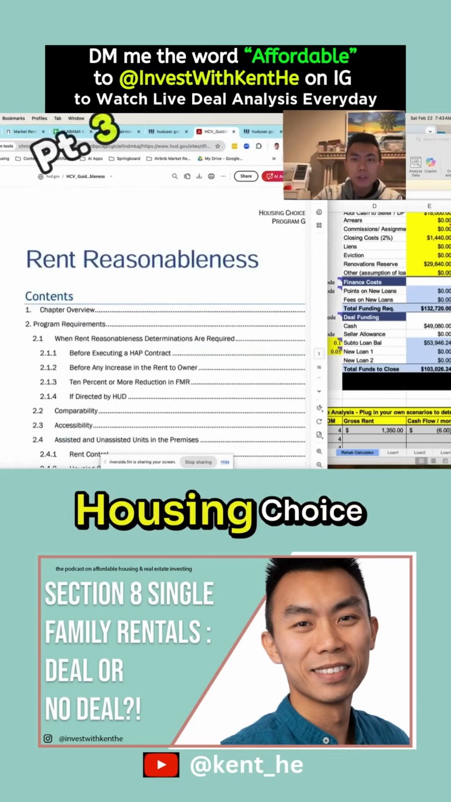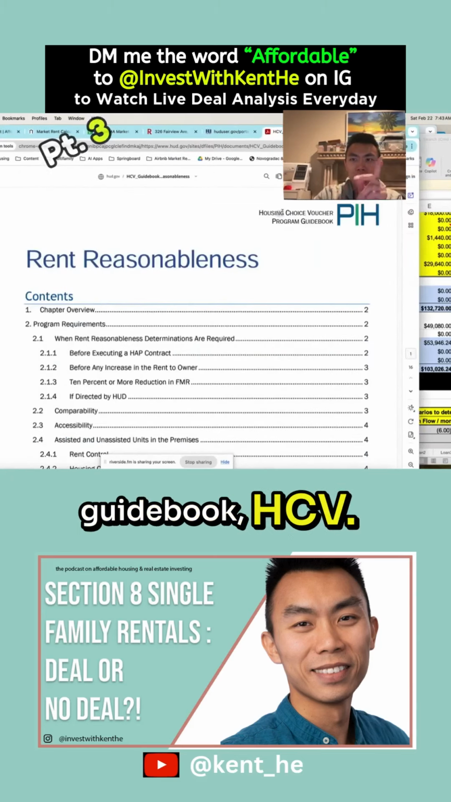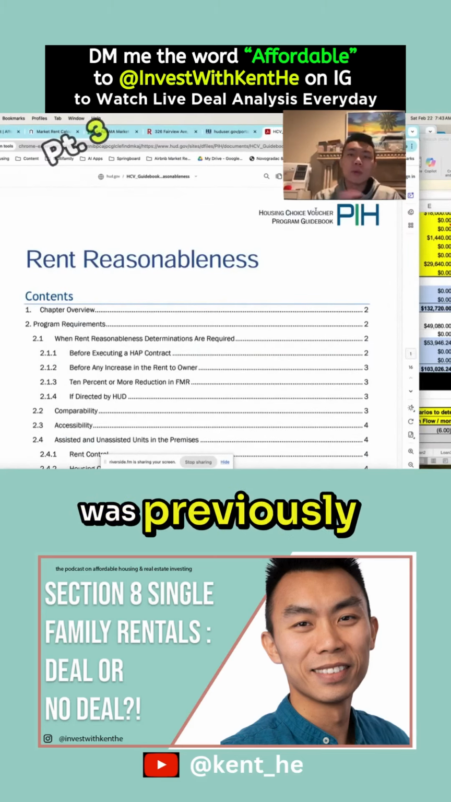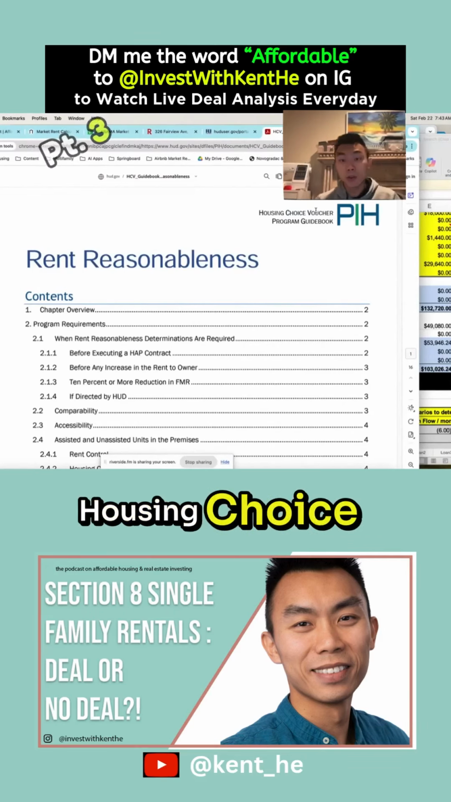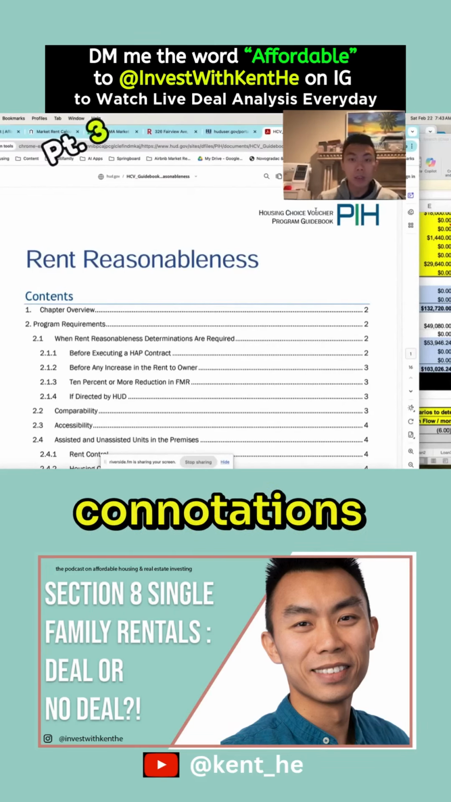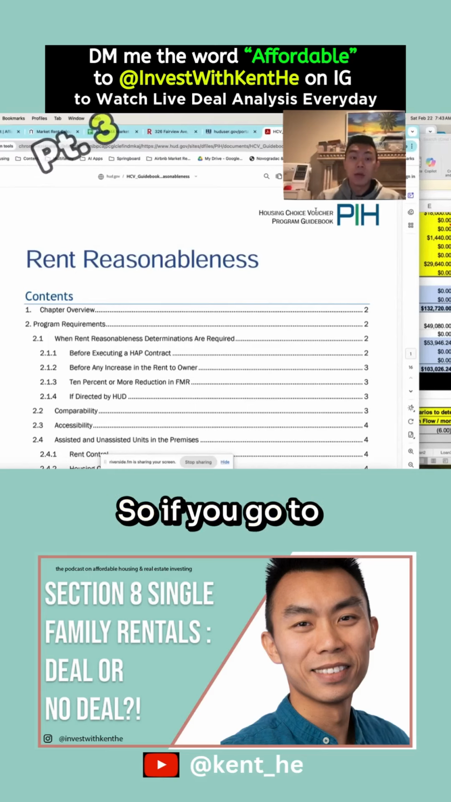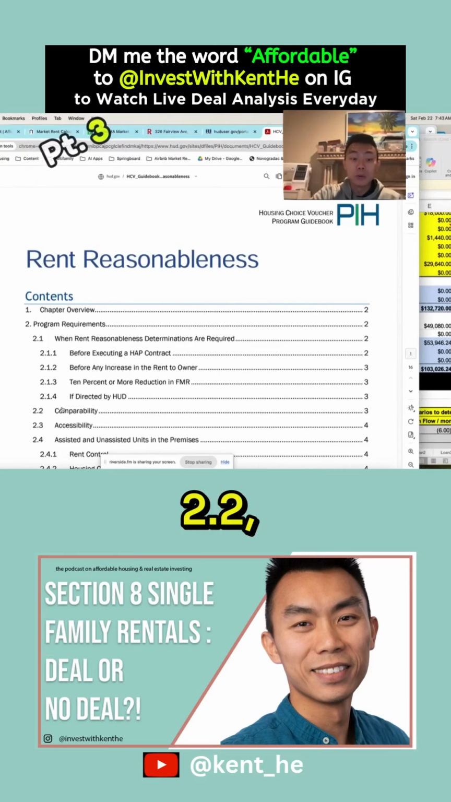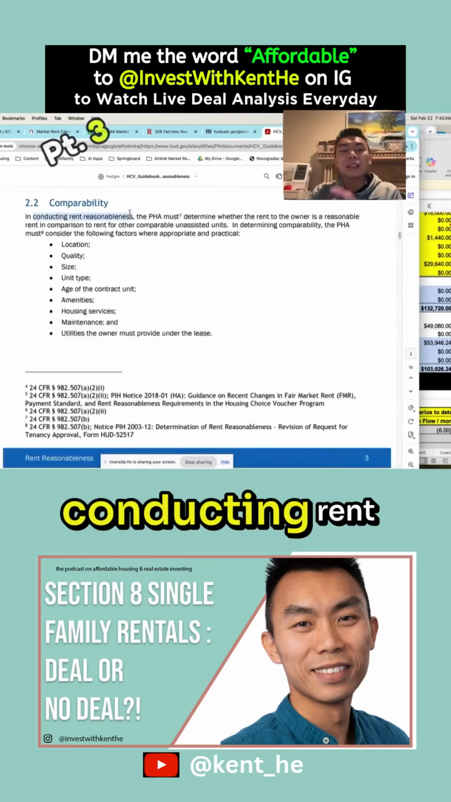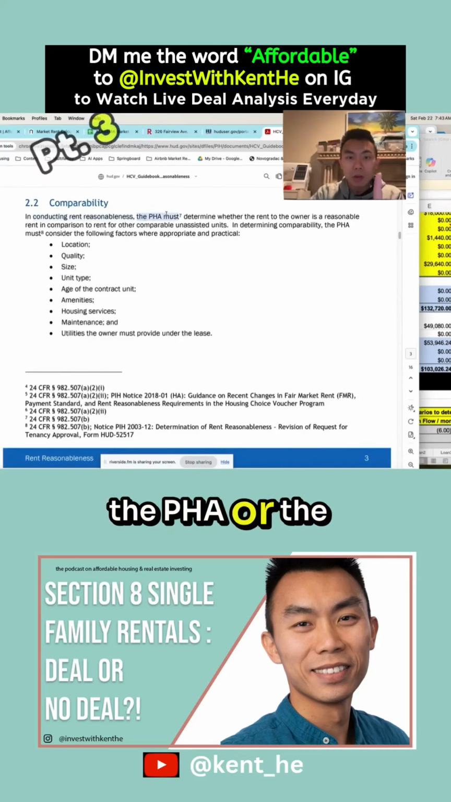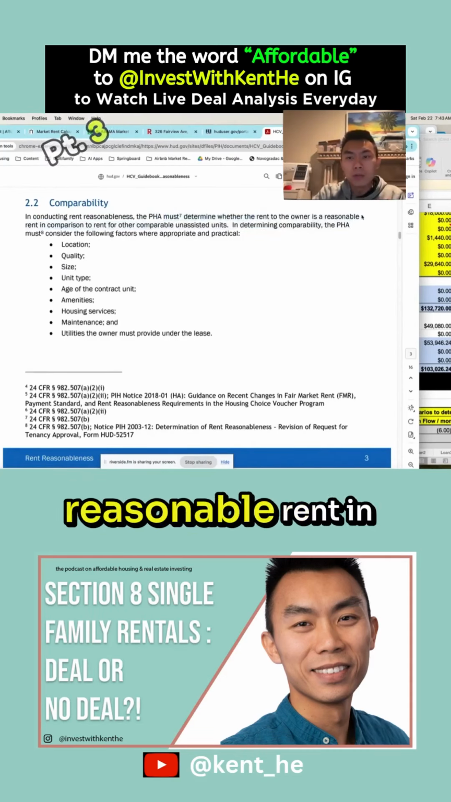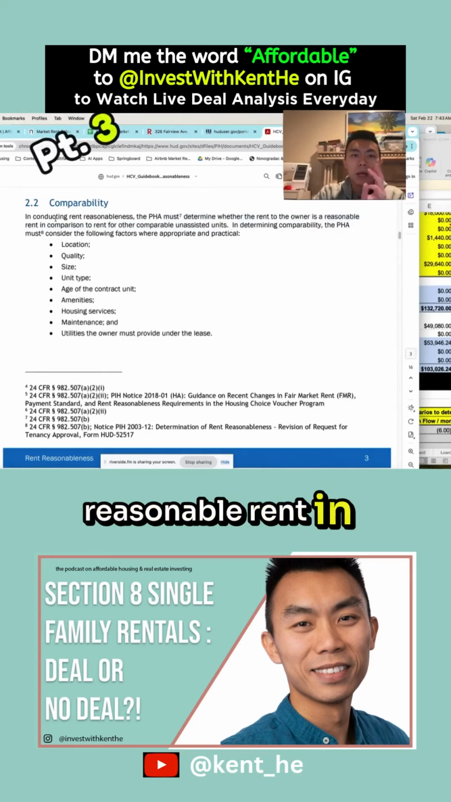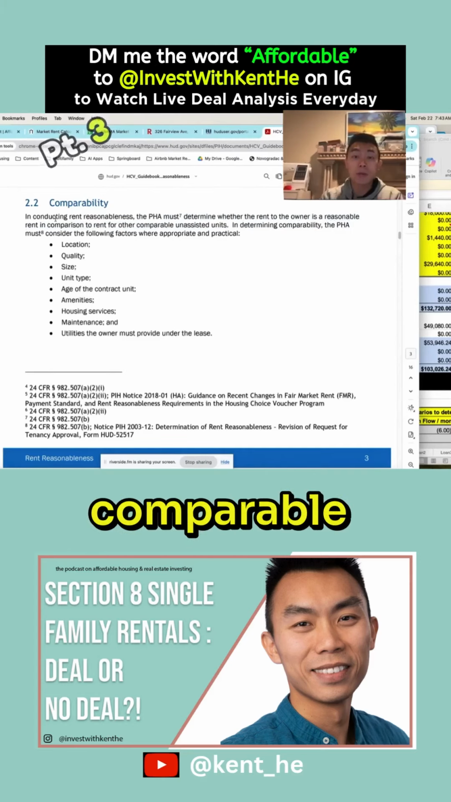If you look up the Housing Choice Voucher Program Guidebook, HCV, Housing Choice Voucher is what was previously known as Section 8. They rebranded from Section 8 to Housing Choice Voucher because of all the negative connotations associated with Section 8. So if you go to the guidebook and you go to Section 2.2, you're going to see that in conducting rent reasonableness, the PHA, or the Public Housing Authority, must determine whether the rent to the owner is a reasonable rent in comparison to rent for other comparable unassisted units.